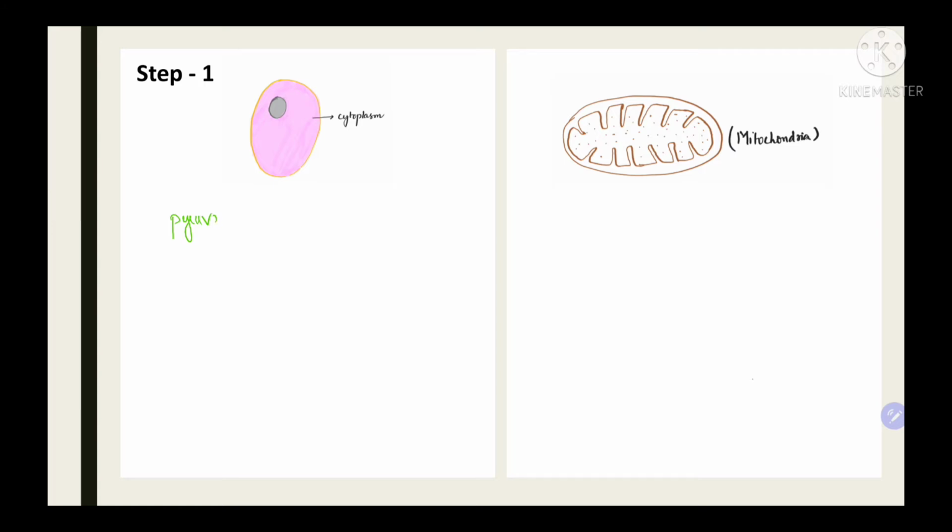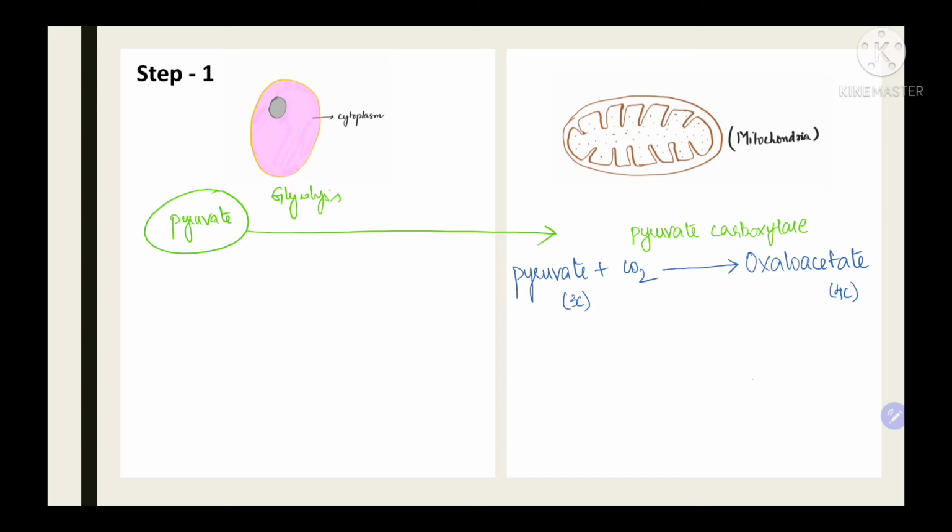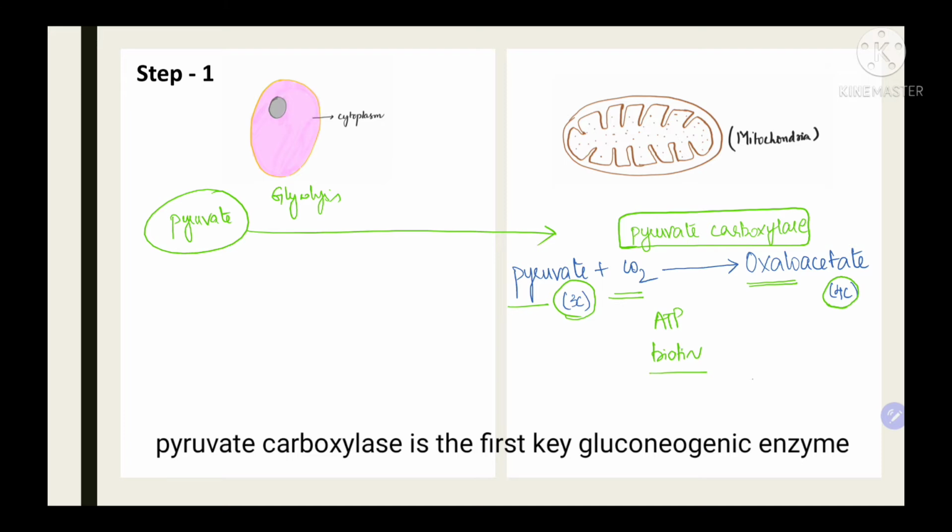So in step 1, the pyruvate that is formed in the cytoplasm in glycolysis enters the mitochondria. In mitochondria there is a carboxylation reaction, that is, pyruvate combines with carbon dioxide in the presence of the enzyme pyruvate carboxylase to form oxaloacetate. Pyruvate is a 3-carbon compound and oxaloacetate is a 4-carbon compound. And here ATP and biotin are the coenzymes for this reaction. Pyruvate carboxylase is the first key gluconeogenic enzyme.